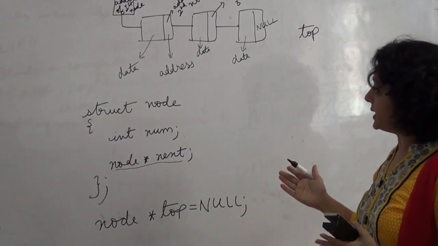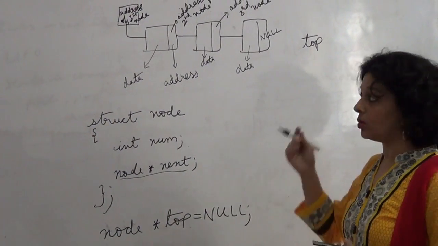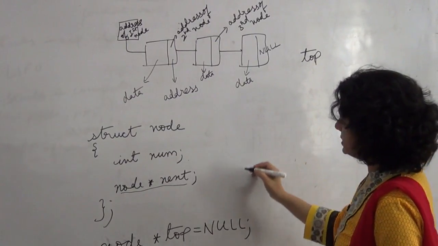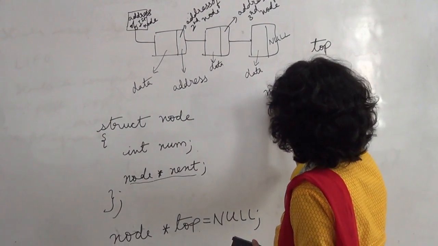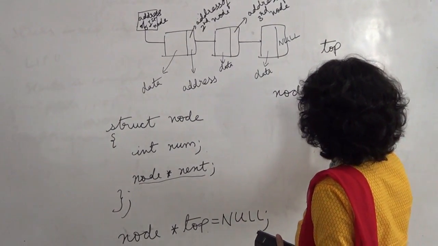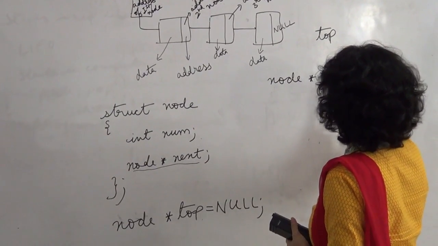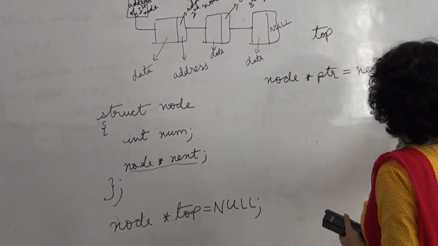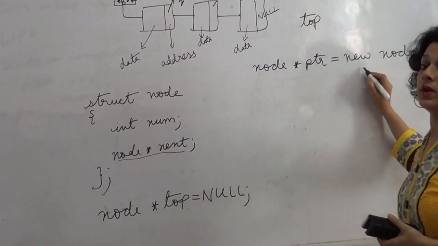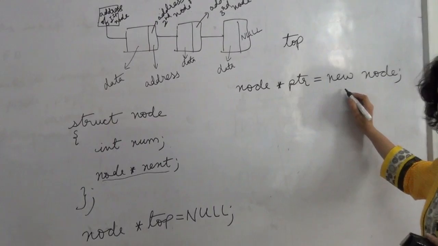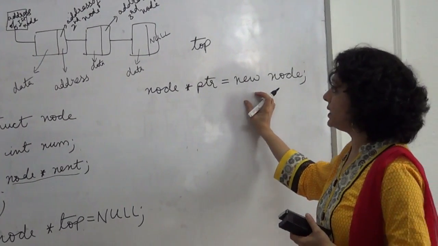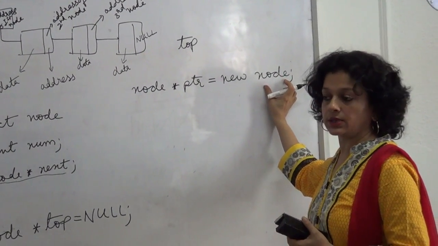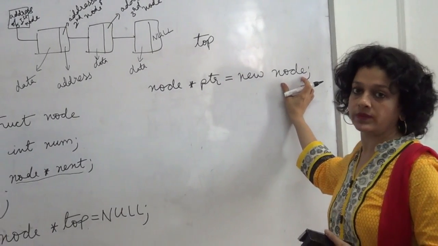Now let us create a node. Node is created using the statement node star ptr is equal to new node. Here new is an operator which creates or allocates a memory of the type given after it and it returns the beginning address of this memory.